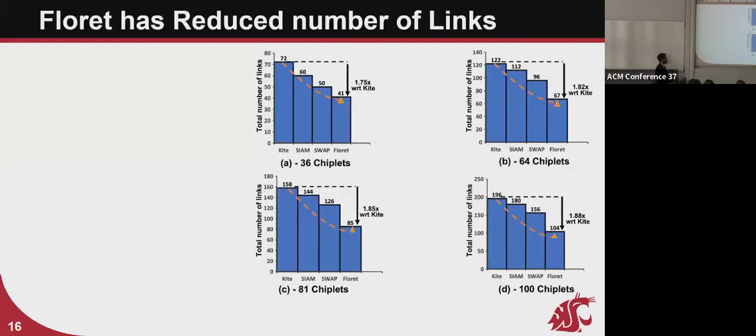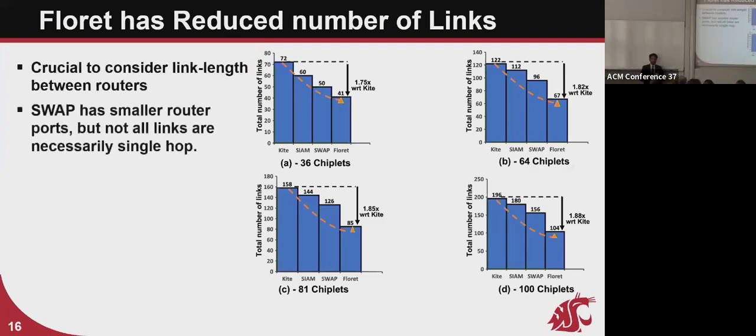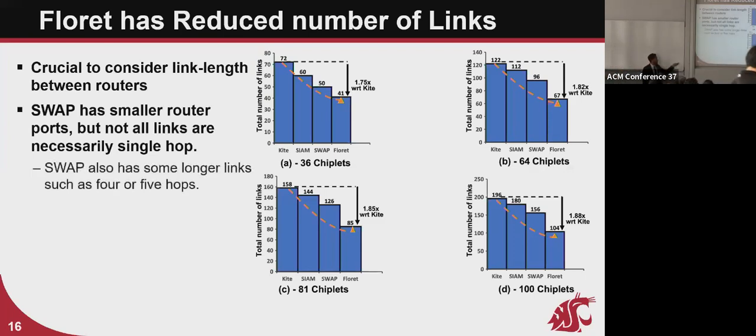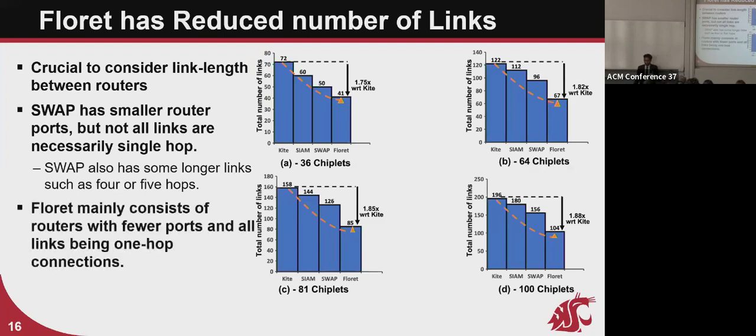But that is not enough. We also need to look at how many links there are and what the length of these links is, because it is crucial to consider the link length between these routers, now that we are physically far apart. SWAP has smaller routers, but not all links are necessarily single hop because we have these bypass links. So we also introduce some longer links in the case of SWAP, which could be 4 or 5 hops. Floret mainly consists of routers with fewer ports, and all the links are single hop, as we show in the figure.